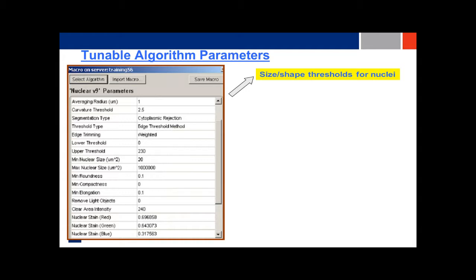So the first step is to identify the tumor nuclei and separate them from your stromal and other background tissues. There are size and shape thresholds for nuclei that can be adjusted: the minimum nuclear size, the roundness, elongation, compactness, and so forth. That can be adjusted for detection of tumor cells.